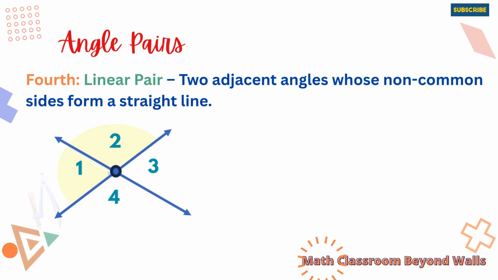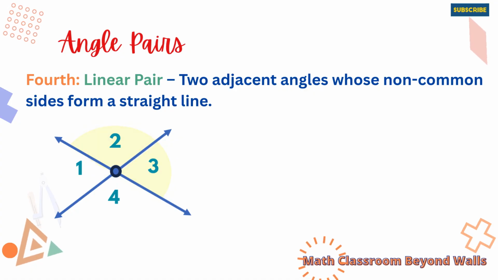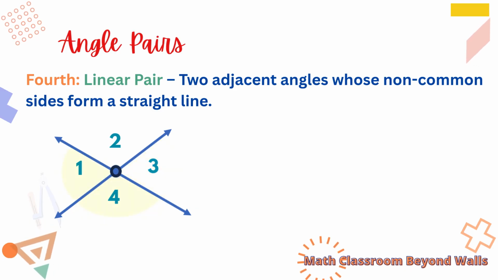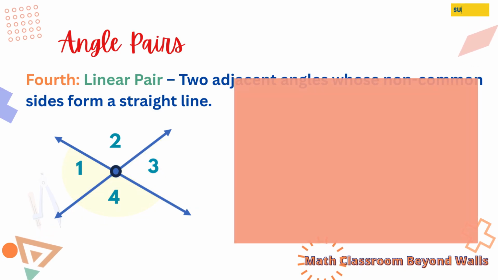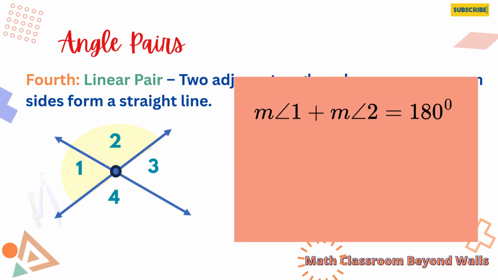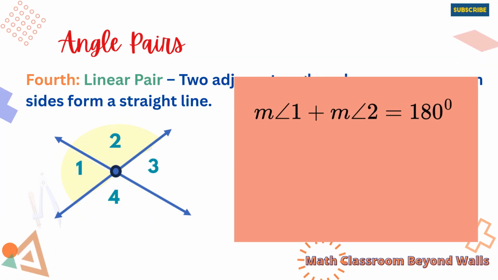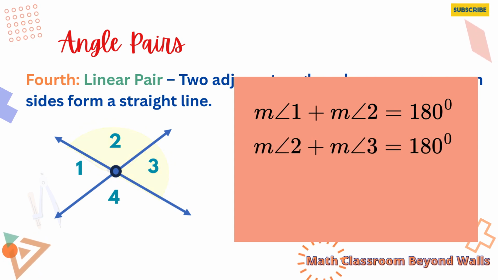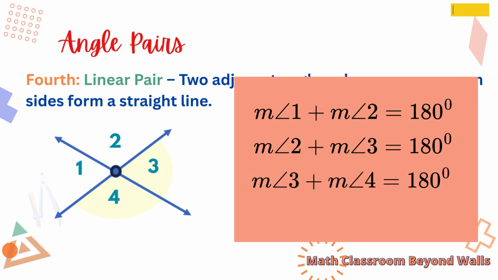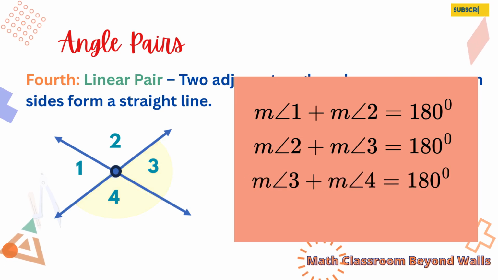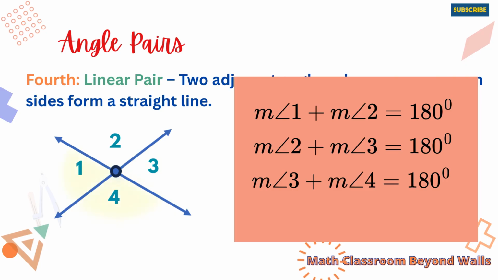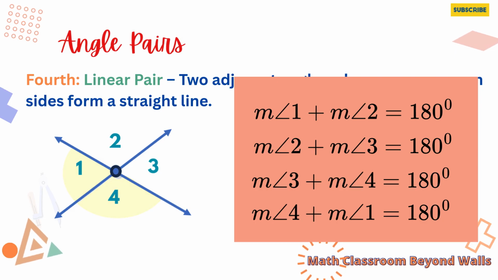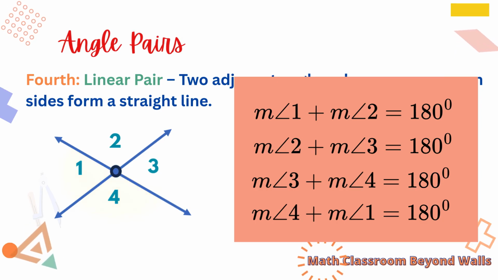Angle 1 and angle 2, angle 2 and angle 3, angle 3 and angle 4, and angle 4 and angle 1. Thus, the measure of angle 1 plus the measure of angle 2 is 180 degrees. The measure of angle 2 plus the measure of angle 3 is 180 degrees. The measure of angle 3 plus the measure of angle 4 is also 180 degrees. And the measure of angle 4 plus the measure of angle 1 is also 180 degrees. Did you get it, learners?